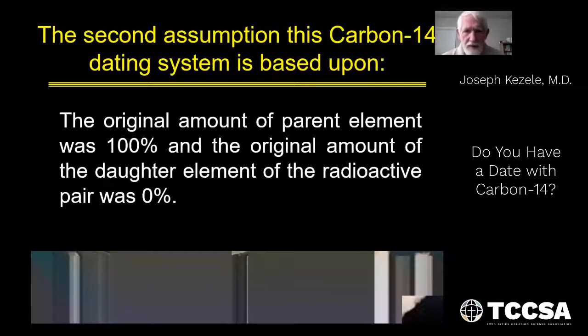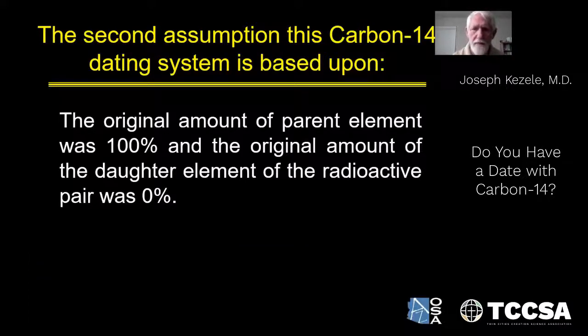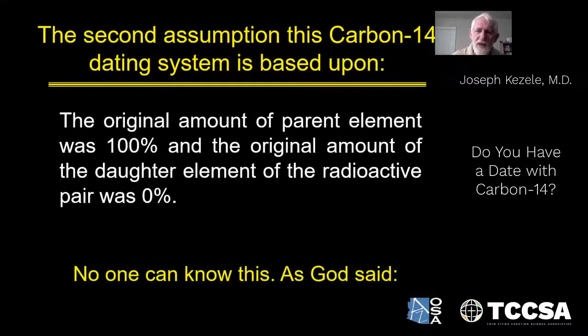The second assumption is that the original amount of the parent element was 100% in the specimen, and the original amount of the daughter element was 0% of the specimen. That's the second assumption of the carbon-14 dating process, or any radioactive dating process, whether it be uranium to lead or whichever. But no one can know this. What was the original ratio in the specimen when it was formed?